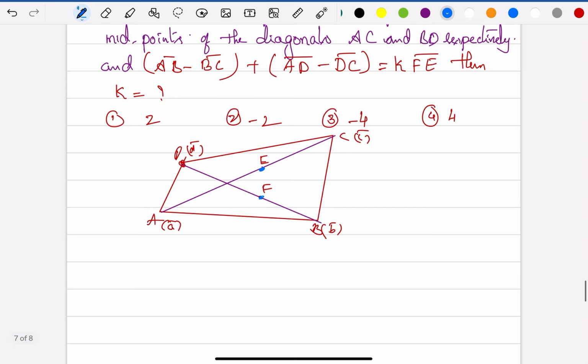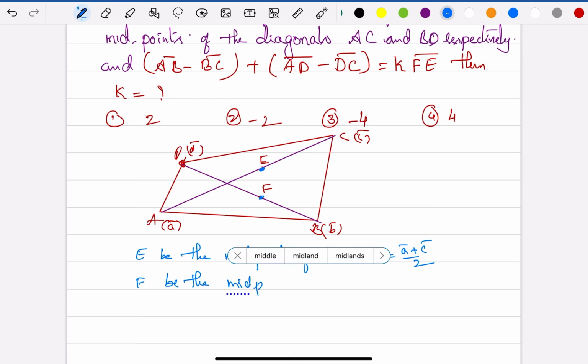So first find the position vector of E. E is the midpoint of AC. Therefore OE vector is equal to A plus C by 2. Similarly, F is the midpoint of BD. So OF is equal to B plus D by 2.